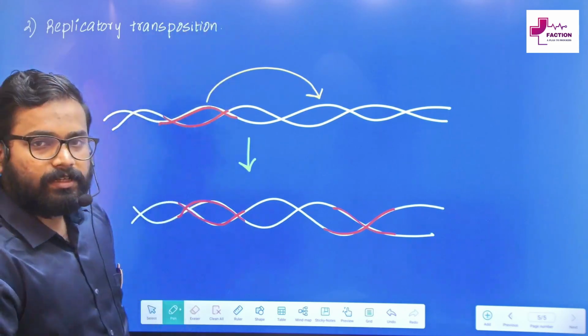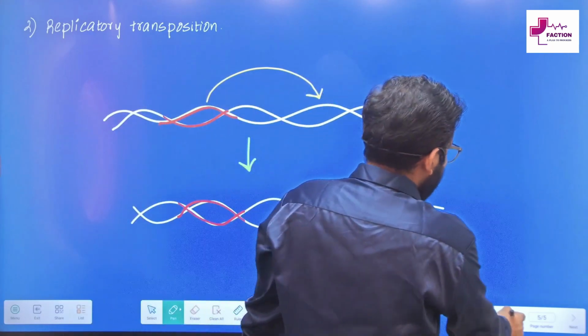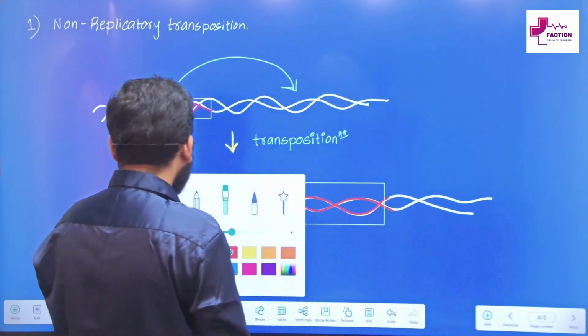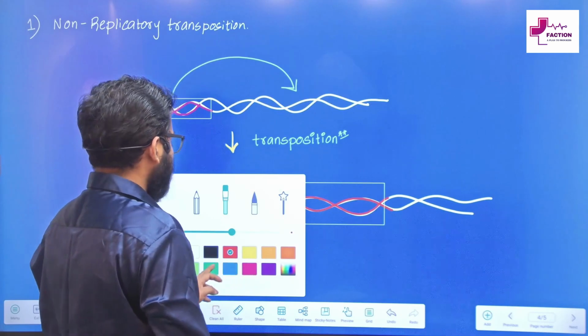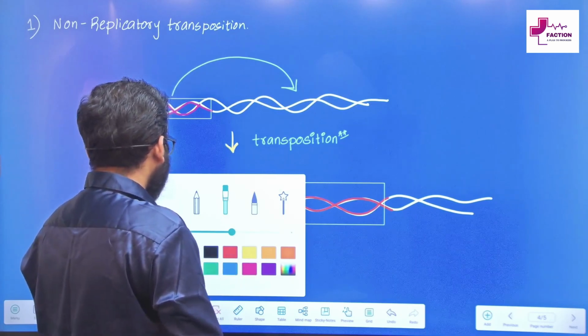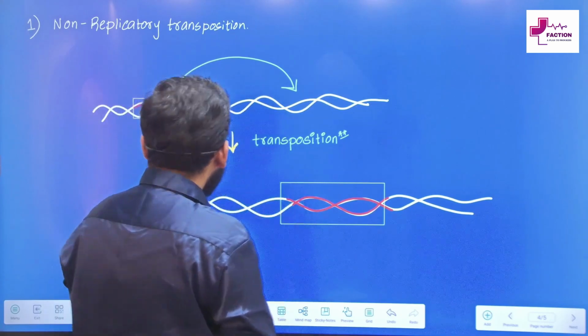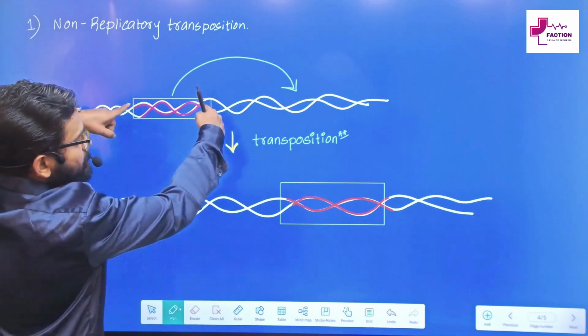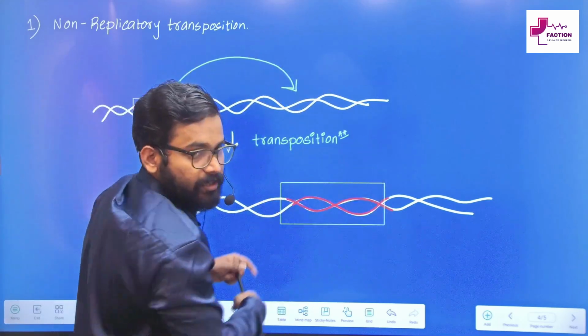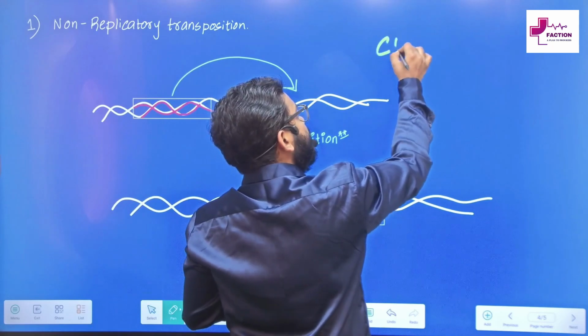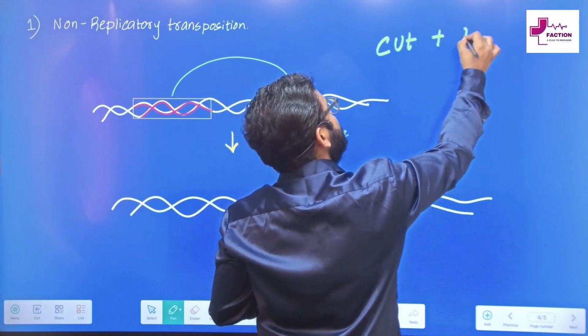I hope I am clear with this. Actually, it would be rather easier, I could say, that you can remember it. Say here, this entire sequence was transferred from here to here. We can remember it by cut plus paste.